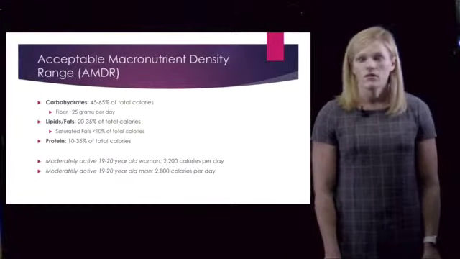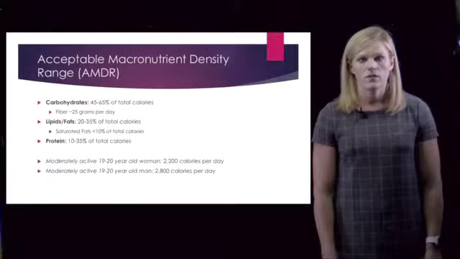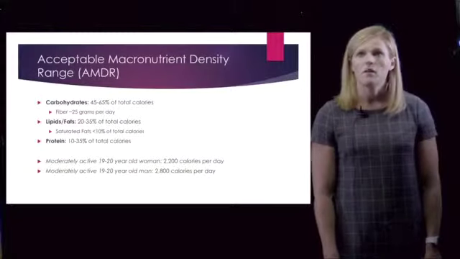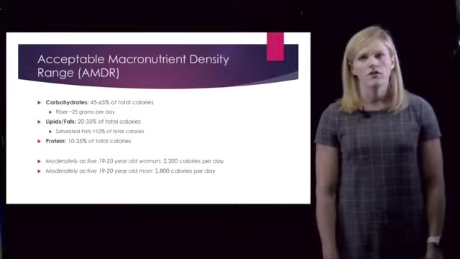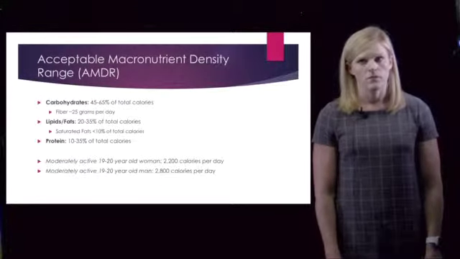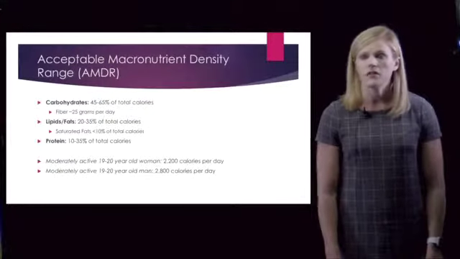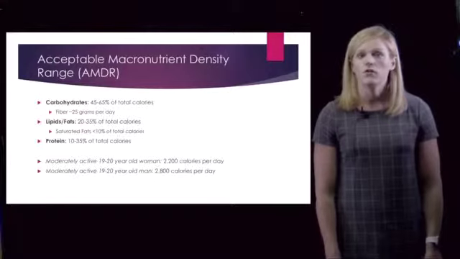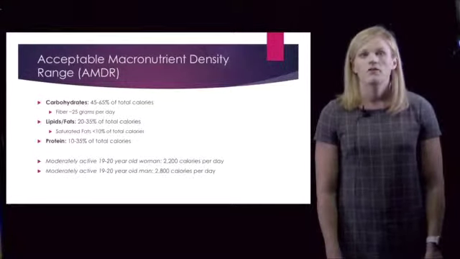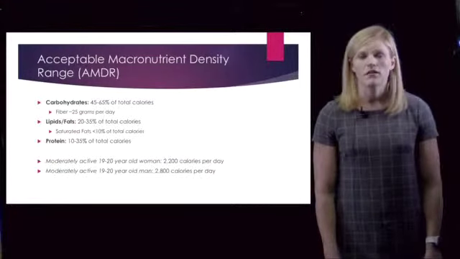In the previous lesson, we also discussed something called the Acceptable Macronutrient Density Range, the AMDR. The AMDR gives us guidelines about how much of our diet should be composed of carbohydrates, how much should be composed of lipids and fats, and how much should be composed of proteins. We know that carbohydrates should compose the primary part of our diet. The majority of our calories should be carbohydrates. In fact, 45 to 65% of our calories should be from carbohydrates. Fiber is one particular type of carbohydrate that I'm going to talk about in a little bit more detail at the end of today's video.